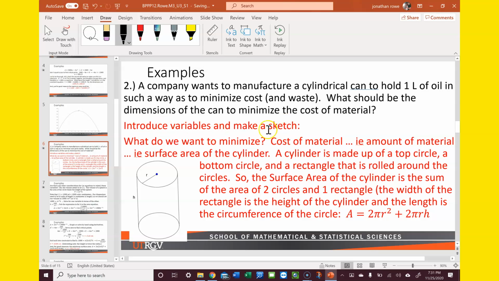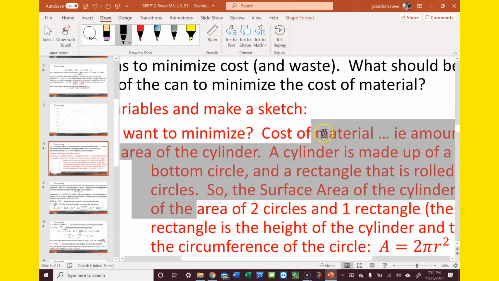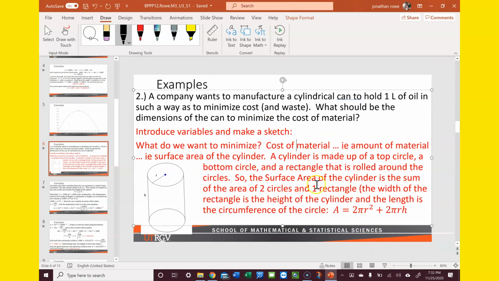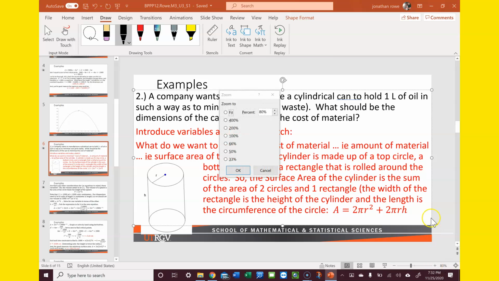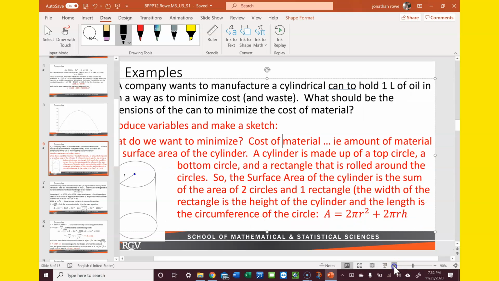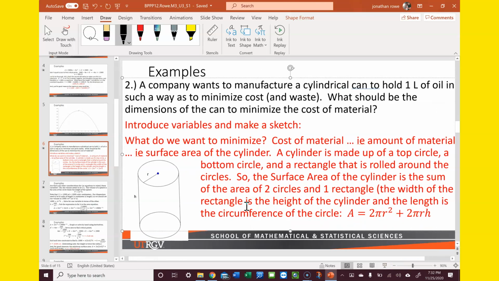All right, so what do I like to do? I like to introduce variables, and I like to sketch this thing. So I'm trying to find the dimensions of the can. When I have a cylinder, what are the relevant dimensions? You have this cylinder, and it has a height, and it also has a diameter, or you could say a radius. The height and the radius define the volume and the surface area of that cylinder. So we can see in this written explanation that we are trying to minimize the amount of surface area for the cylinder.